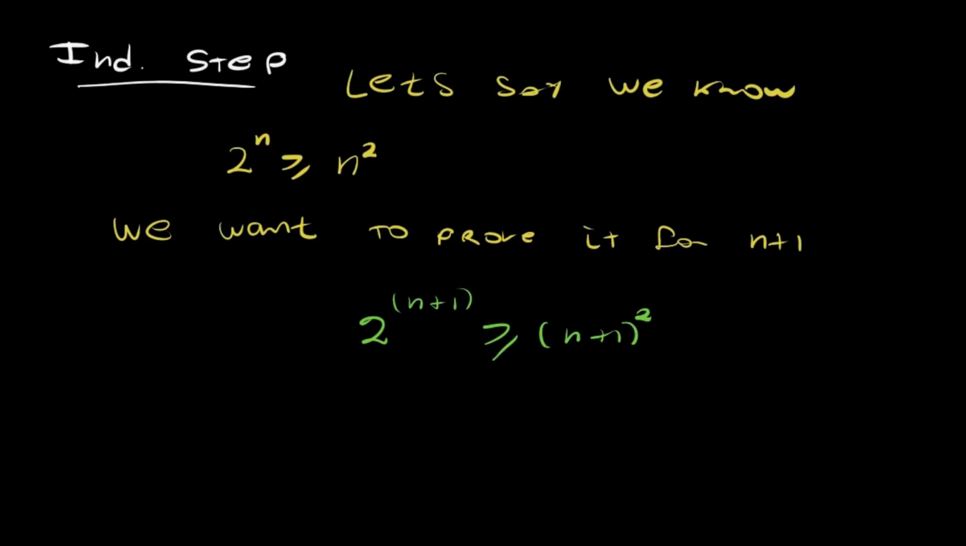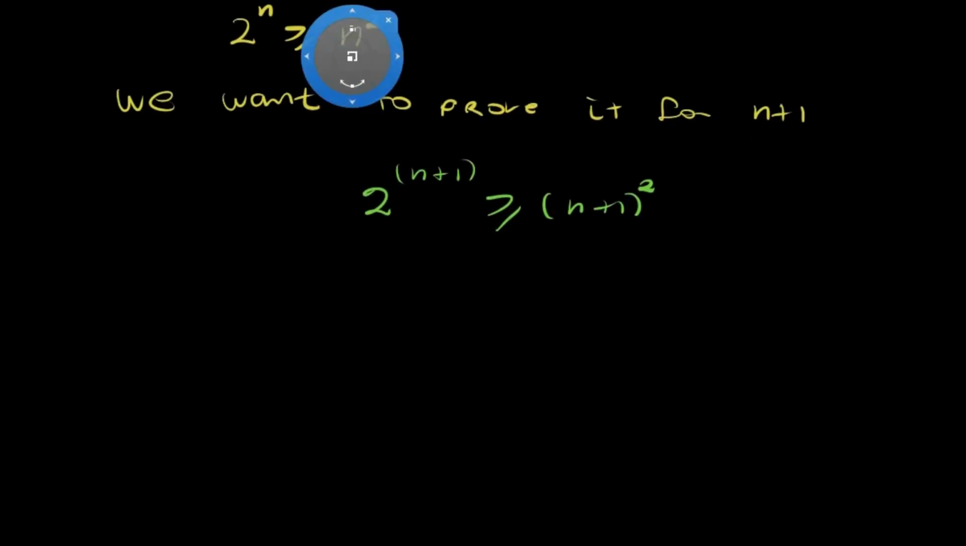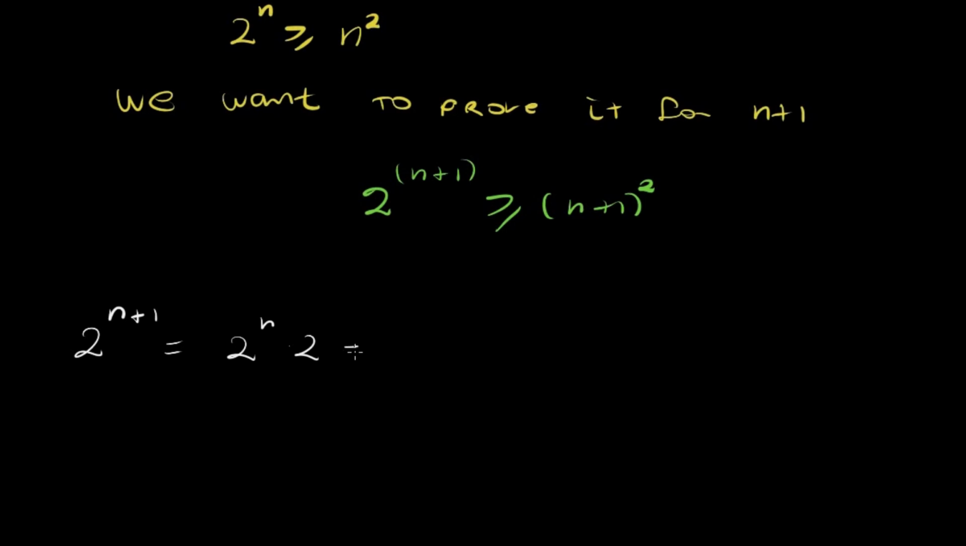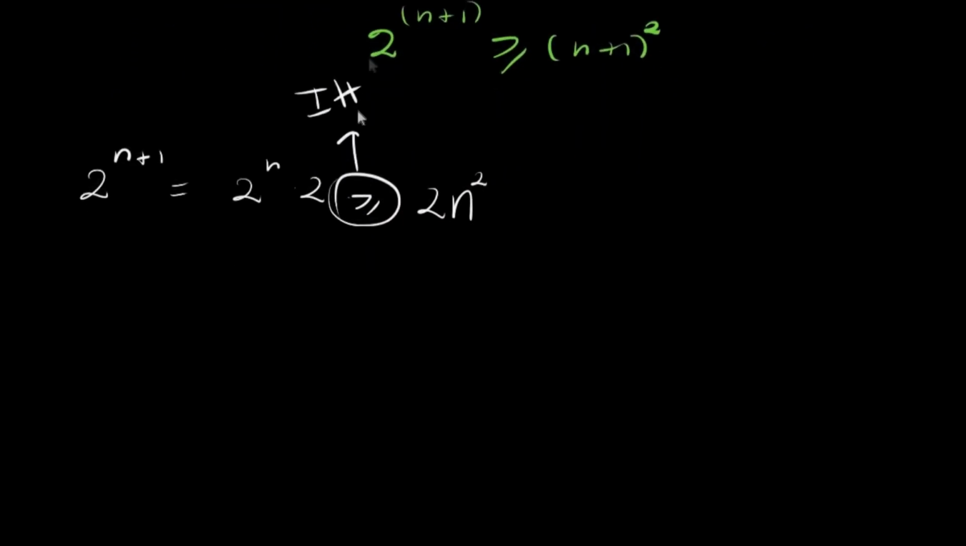So let's start with this side. We want to know what this is. So this equals 2 to the n times 2, and using our inductive hypothesis, we know that this is greater than or equal to n squared times 2. And now we get here and we say, well, I'm stuck. So let's think about other expressions.